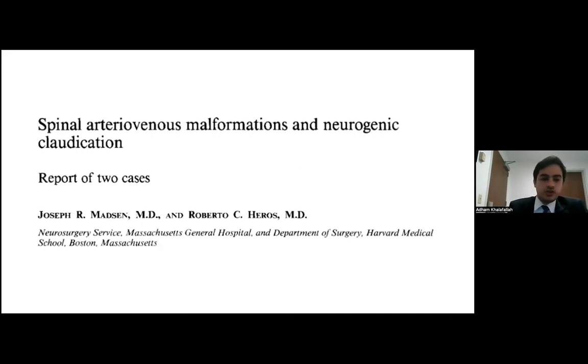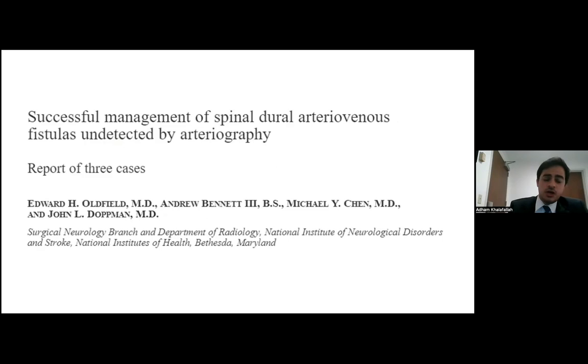So I went into the literature more to understand, okay, is it common not to see the AV fistulas on the angio? I found this paper by Dr. Oldfield and Dr. Doppman, where they explain how to manage spinal dural AV fistulas that are undetected by arteriography, which is very similar to what we ran into and very similar to what we did. They also went through different hypotheses of why we don't see the dural AV fistulas, which helped me understand and hypothesize why we did not see it in our case.